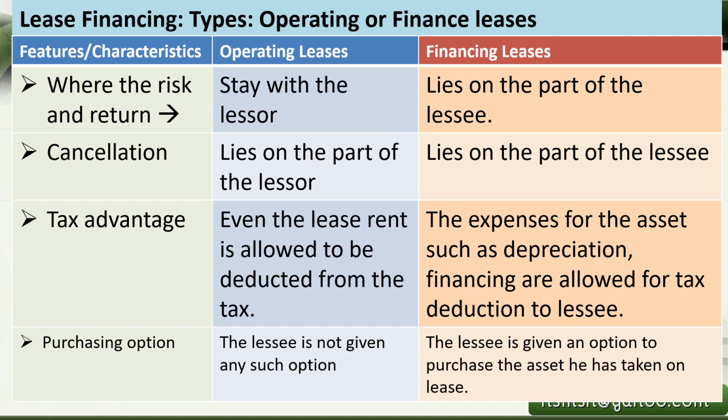Tax advantages. The lease rent is allowed to be deducted from tax, because it is considered an operating expense for the lessee. But the expenses for the asset, such as depreciation and financing, are allowed for tax deduction to the lessee in financing leases, as part of the depreciation or interest payment. Purchasing option: the lessee is not given any such option in operating leases, whereas in financing leases, it is an option.